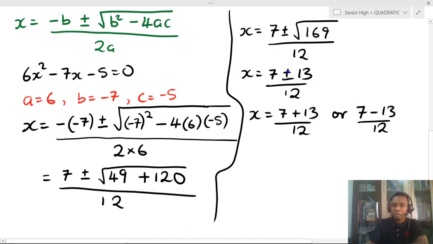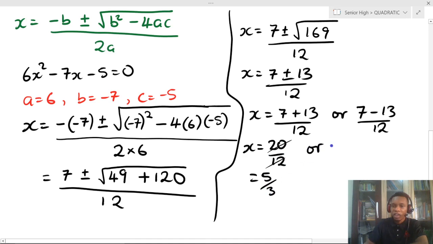Why do we do that? Because we're having plus or minus, so here will be plus, here will be minus, and then we can now solve them individually for the two values of x. So 7 plus 13 is what? That's 20. 20 over 12, and what can divide it? We know that 4 can divide it, so 4 in 20 is 5, and 4 in 12 is 3.